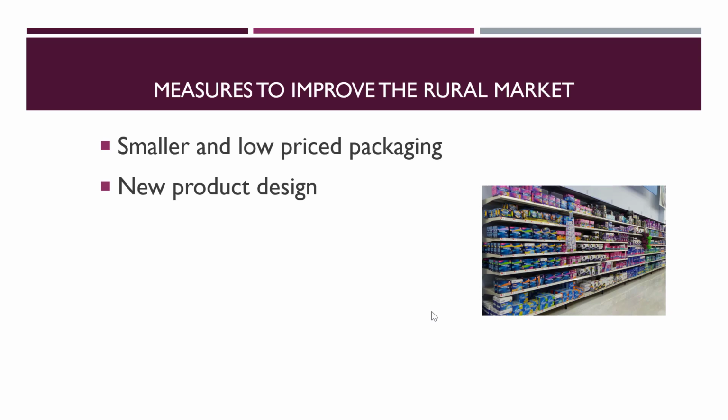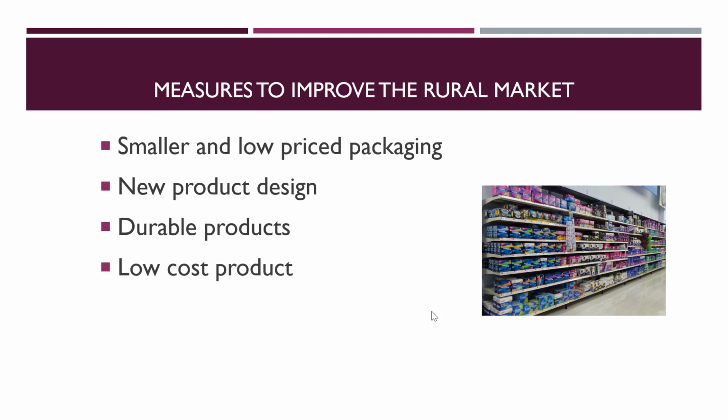Next one is the new product design. When we're talking about the lack of distribution, we can have a design which can sustain for a longer period of time and increase the lifespan of the goods, which we can make available in the rural market. Next one is durable product. Considering the nature and type of market, the durability of the goods can be increased so that they can sustain in the rural market.